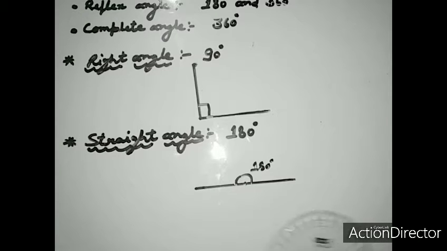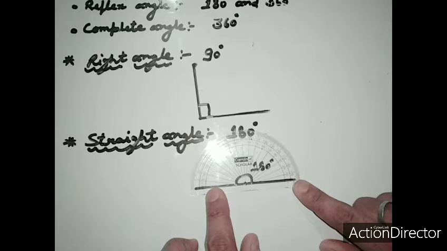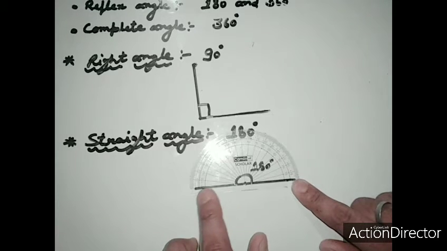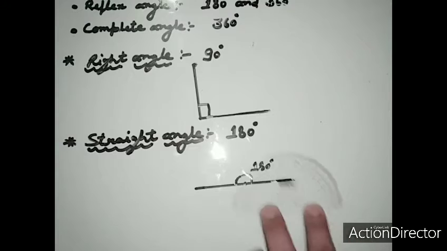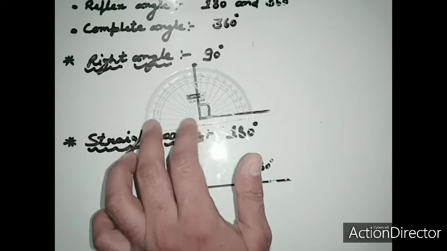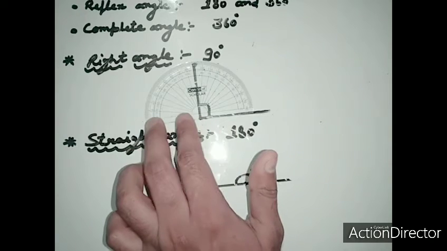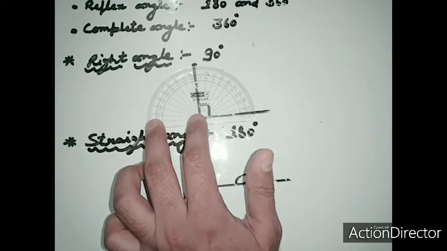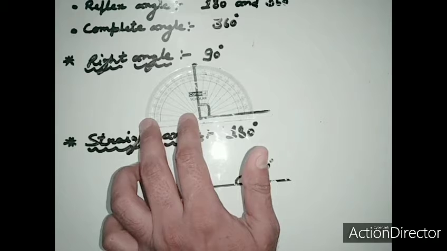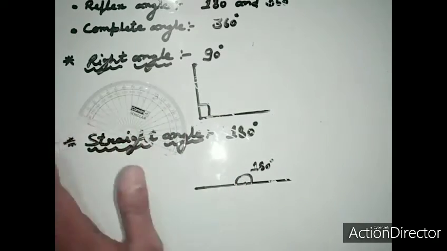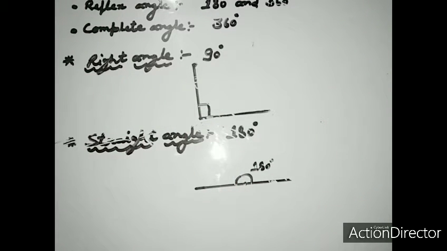We also check the degree of this angle. So here we put this protractor on the line, and here it is exactly 180 degree. Now same as with 90 degree, here we put this protractor on the line like this. So here we get exactly 90 degree angle. So here we draw different angles by using this protractor.